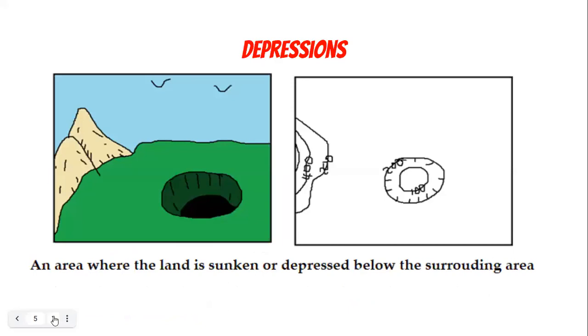So what we're looking at in this diagram, notice we have this area. This area is generally a plain, but notice when it comes to right here, at this point, the land starts to sink downwards. So this is a depression that we are looking at.